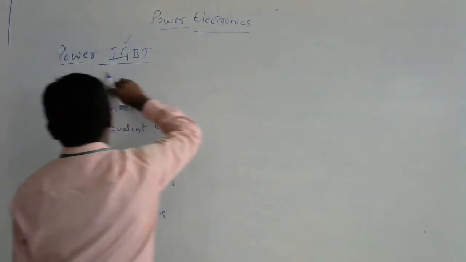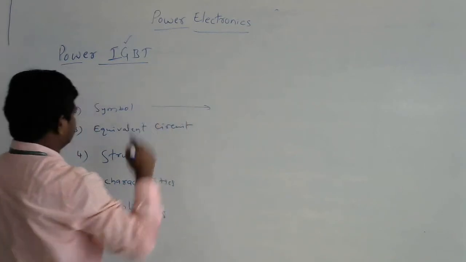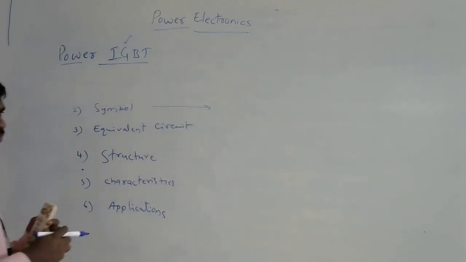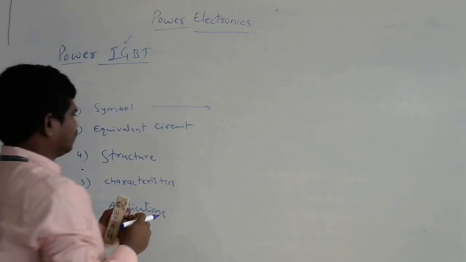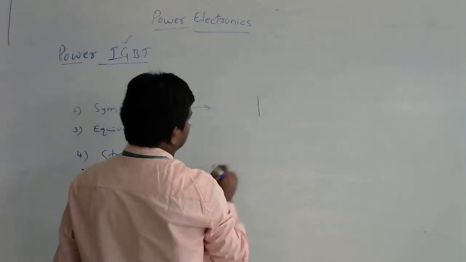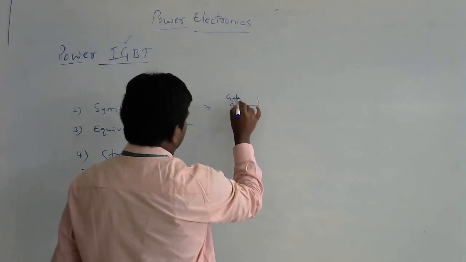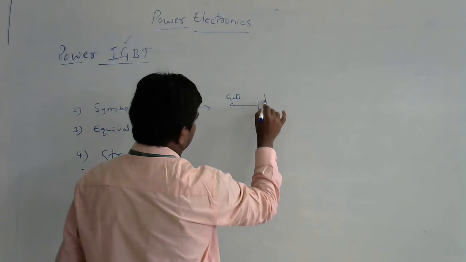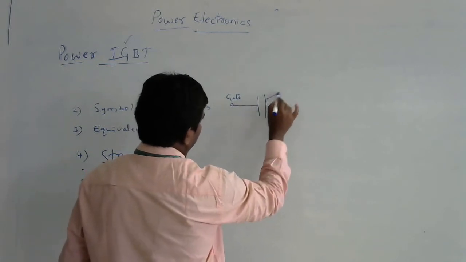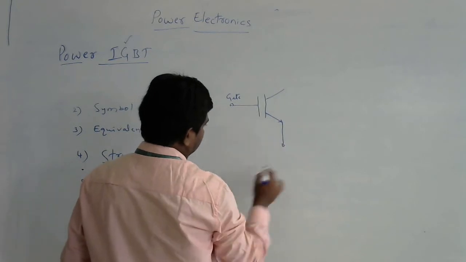Next, we will see the symbol. Look at this. This is one. As I said, it is a combination of BJT and MOSFET, and it has a symbol like this. The gate is insulated, right? This is my gate terminal. And this is my transistor. Very simple.